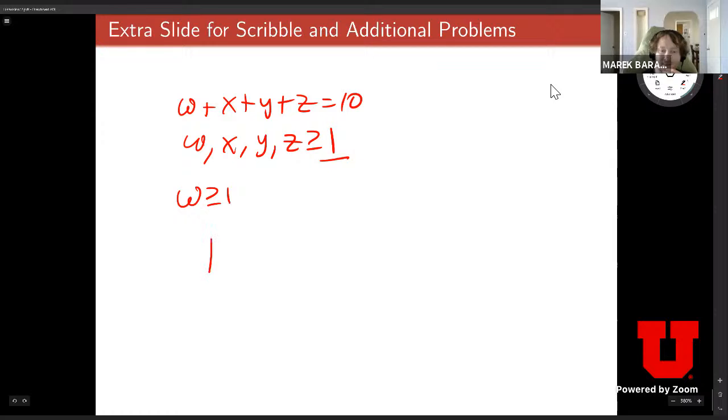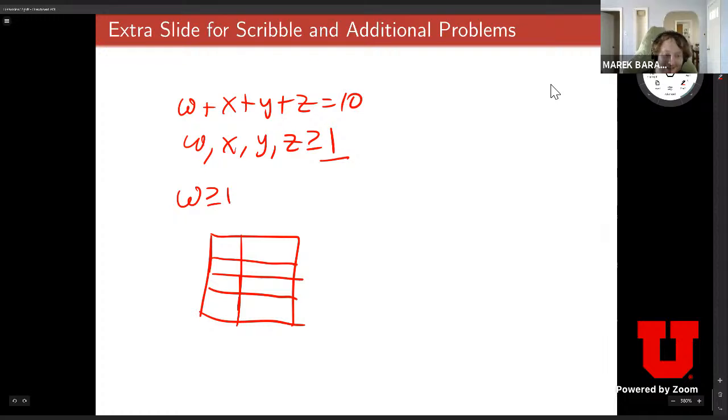So when I'm looking at my bag, I'm literally drawing the bag. I'm reserving 1 for w. That one's reserved. I'm reserving 1 for x. I'm reserving 1 for y, and I'm reserving 1 for z.